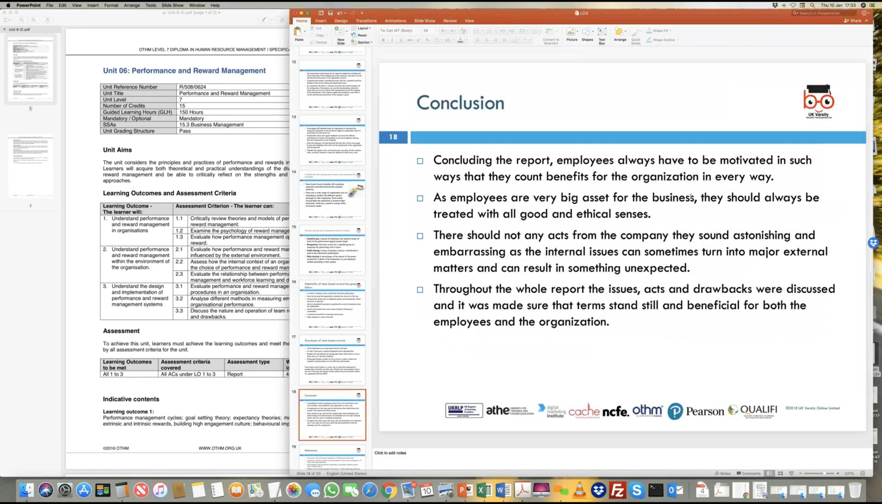Now, let's look at the conclusion. Going back and looking at this particular unit, what we are looking at is that in most cases, reward systems are put in place because organizations clearly understand that employees are the biggest asset for the business. And if they are treated well and given all the facilities and all the requisites to be able to perform well, the organization will meet its goal. And that is why performance and reward systems are put in place.